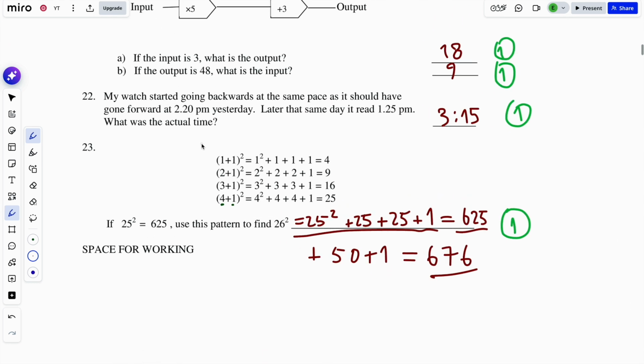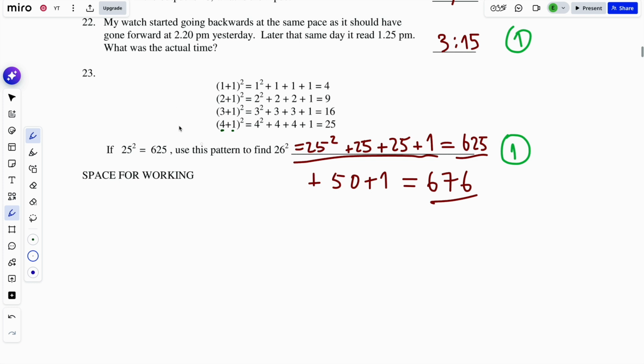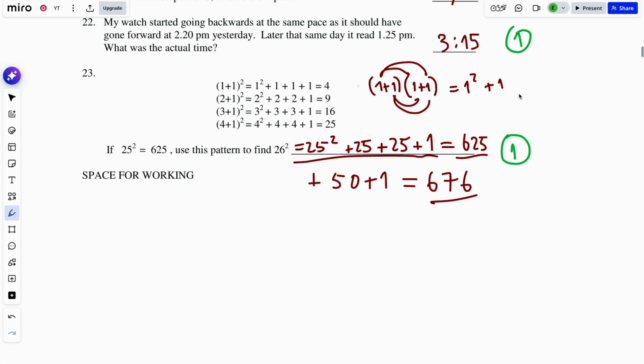Oh yes, so let's look at this question 23. This is relatively unique. Now, if you've done algebra and expanding quadratic brackets, then you know what's going on here, right? 1 plus 1 squared, for example, is the same thing as 1 plus 1 times 1 plus 1, written like this. And when you expand these brackets, you multiply them out in this order, giving you 1 squared plus 1 times 1 plus 1 times 1 plus 1 squared, right? Of course, that ends up being just 1 plus 1 plus 1 plus 1, right?